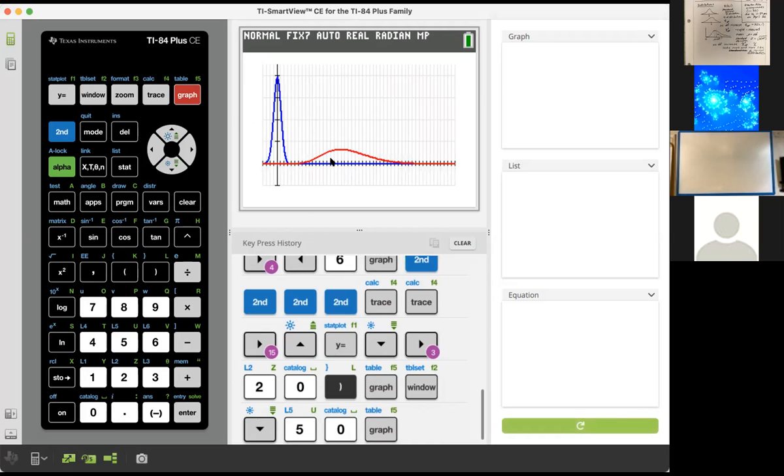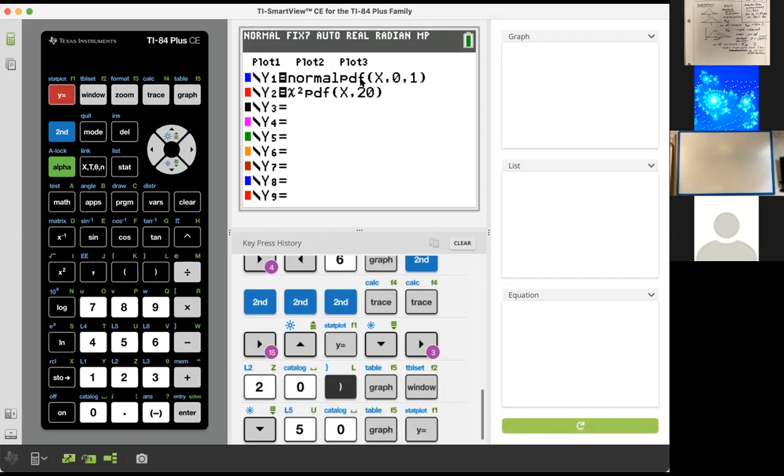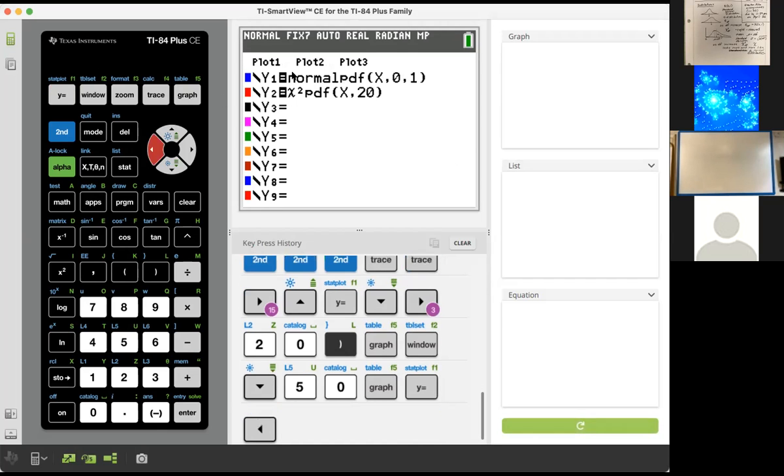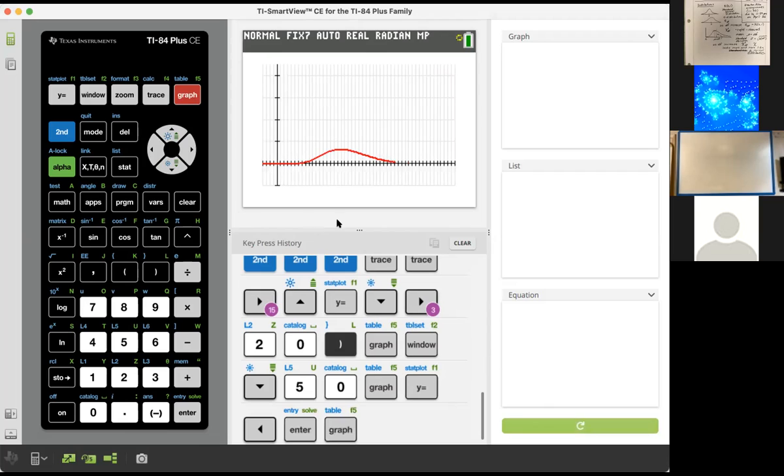So let's look at the chi-squared distribution in red. Let me turn off the normal distribution. You turn off a function just by going over the equal sign, hitting enter, and that turns it off. Let's look at this red bump here. That almost looks like a normal distribution, right? Now let's adjust the height so I can see more of the height.